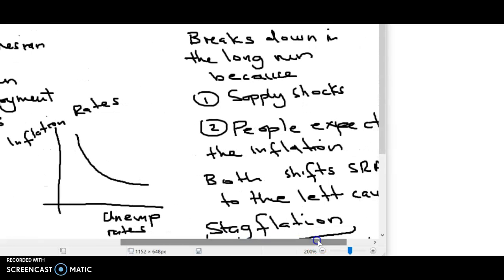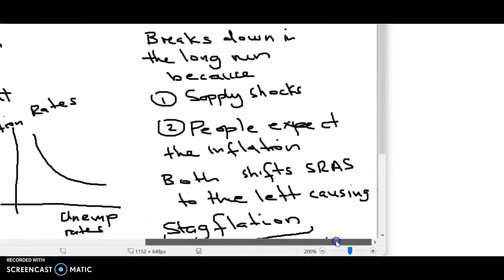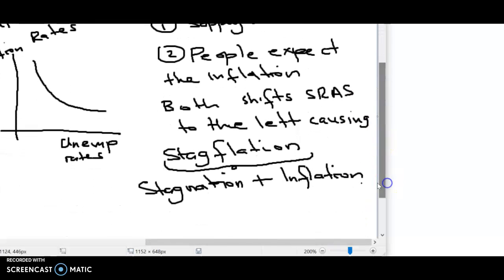So what that leads to when the relationship breaks down is what we call stagflation. So what is stagflation? Well, it's two words joined together. Stagnation when your output isn't increasing as you would want it, plus inflation when your prices are increasing more than you would like it. So we put them together and you have stagflation. And this was observed for sure during the oil crisis in the 1970s.